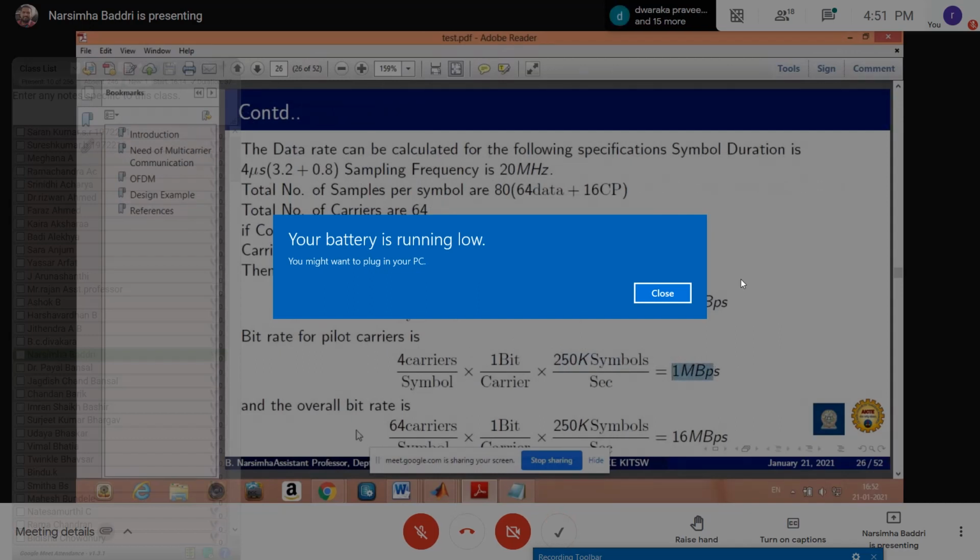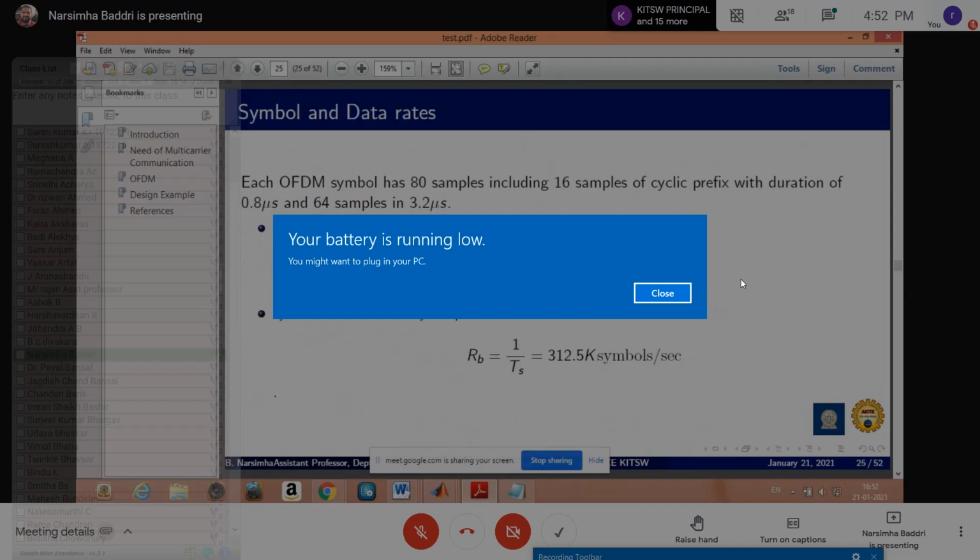That will give you 1 Mbps. And similarly, the overall data rate: 64 carriers per symbol, 1 bit per carrier, 250 kilo symbols per second will give you 16 Mbps. If anyone is interested, you can verify this, and if there are any mistakes, we can rectify them. These two terms are there by mistake.